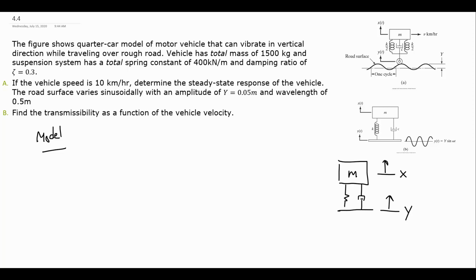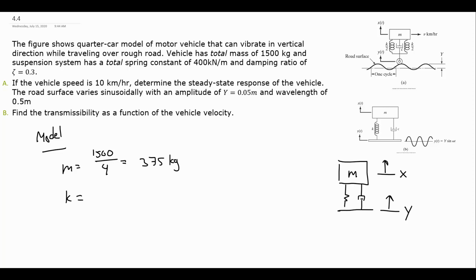So in our model, since we're using a quarter car, if the vehicle has a total mass of 1,500, that means the mass of our total car, if we're distributing it evenly, is going to be a quarter of that. So 375 kilograms is what our quarter car is doing.